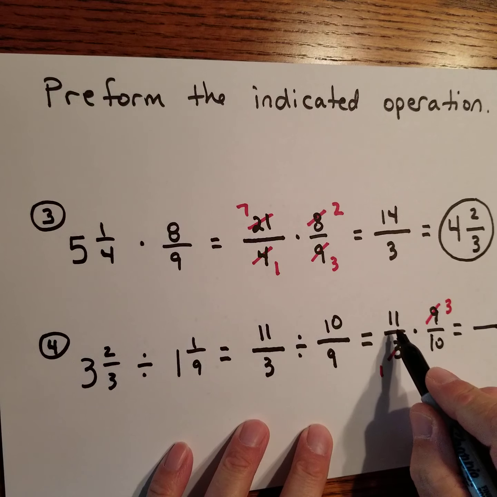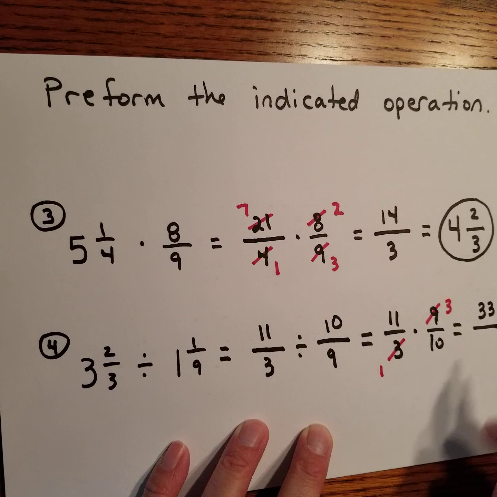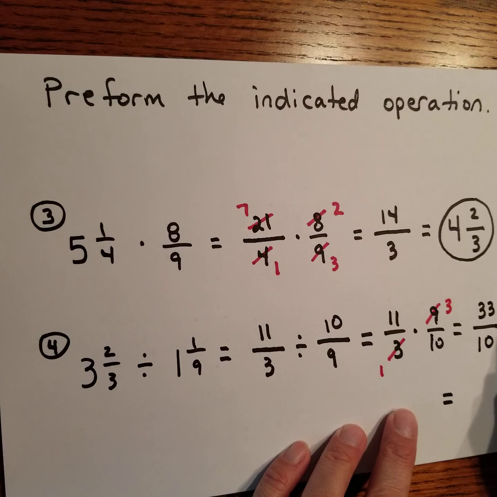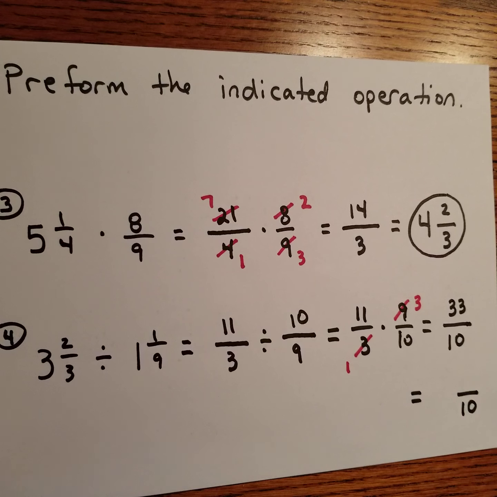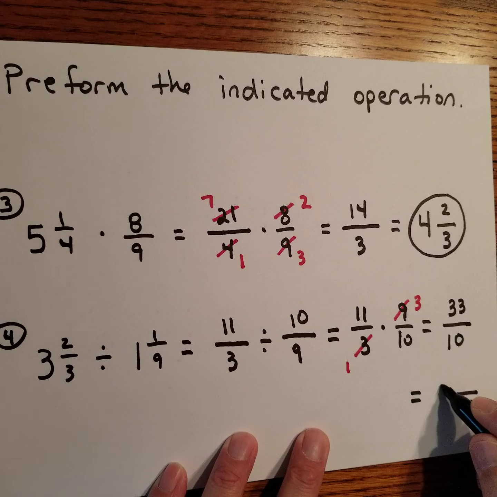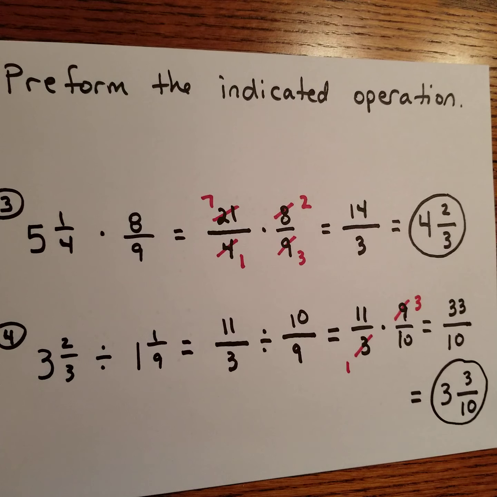So multiply the numerators, 11 times 3. Multiply the denominators, 1 times 10. Let's change that into a mixed number. How many times does 10 go into 33? 3 times, with 3 left over. Got it.